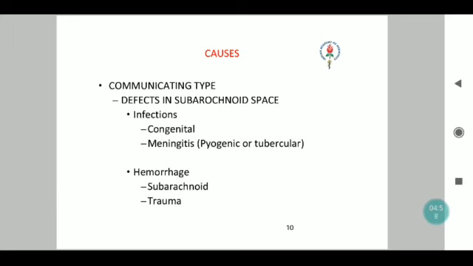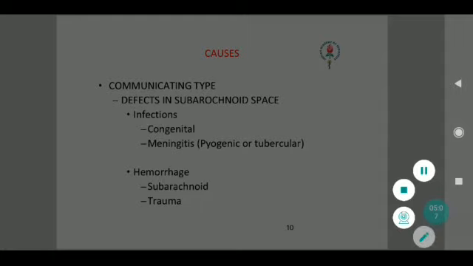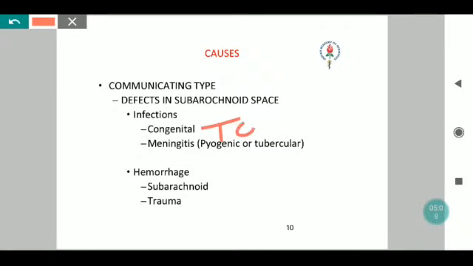If you look at the communicating type, it could be because of defects in the subarachnoid space, which could be because of infections. Congenital TORCH infections have an association with defects in the subarachnoid space, as well as with meningitis, which could be tubercular or pyogenic in nature. Also, other hemorrhagic causes can be subarachnoid or because of trauma.